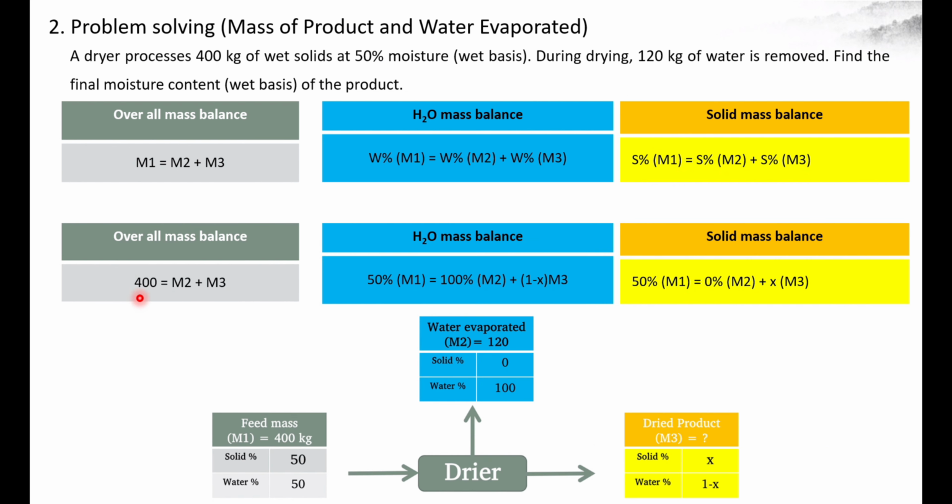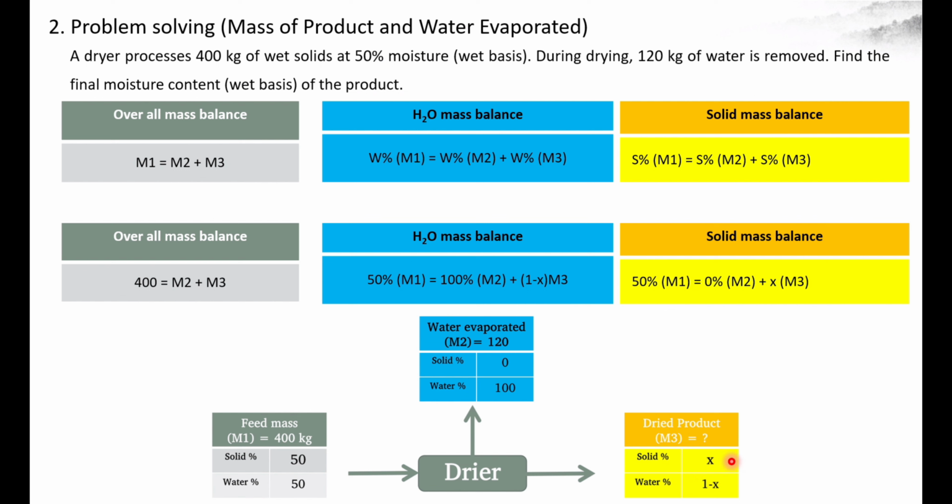Let's replace the given data in the overall mass balance, water balance and solid balance equations. M1 is known to us, it is 400 kg, so I have replaced that. M2 can also be replaced because it is given in the question as 120 kg. Coming to the water balance equation, the water percentage in the M1 stream is 50%, so we multiply by 50%. In the M2 stream, the water percentage is 100, so I am multiplying by 100%. For the stream M3, the water percentage is not known, but we assume x and 1 minus x.